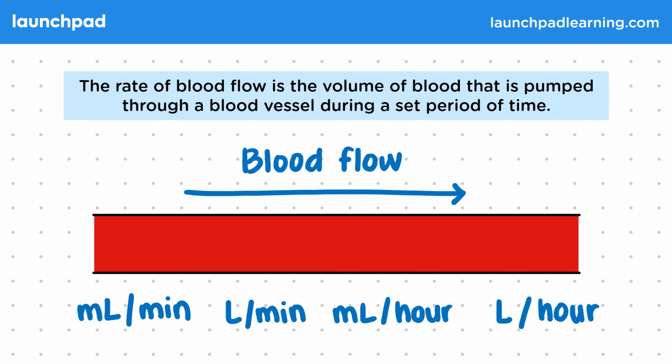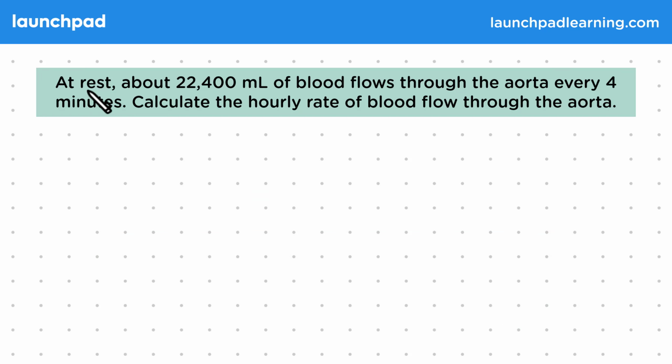So how do we calculate the rate of blood flow? At rest, about 22,400 millilitres of blood flows through the aorta every 4 minutes. Calculate the hourly rate of blood flow through the aorta. Remember that we can calculate the rate of blood flow if we know the volume of blood and the time, which we're given here in this question. In the exam, you will always be given the necessary information that you need within the question.